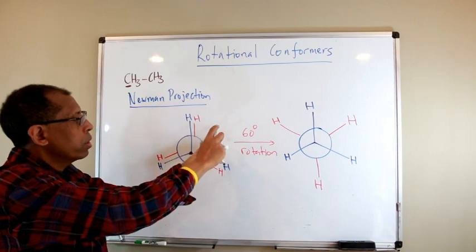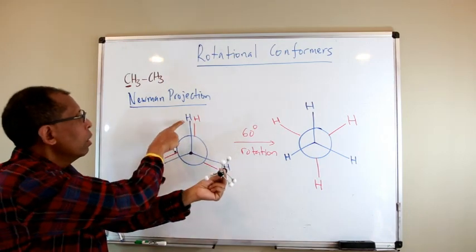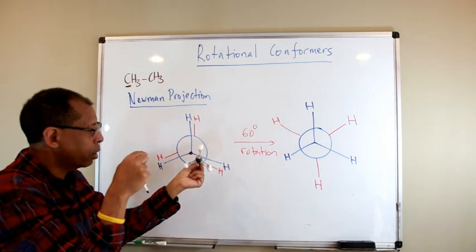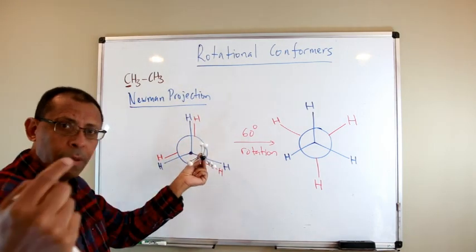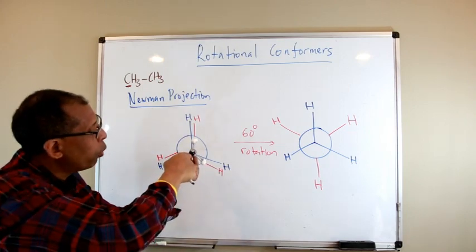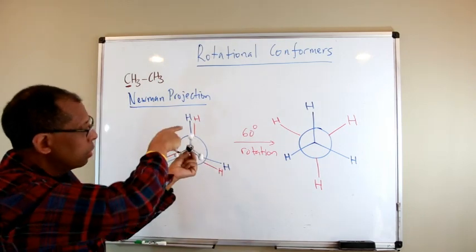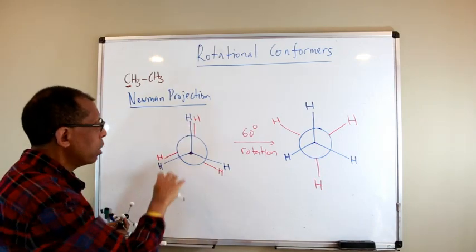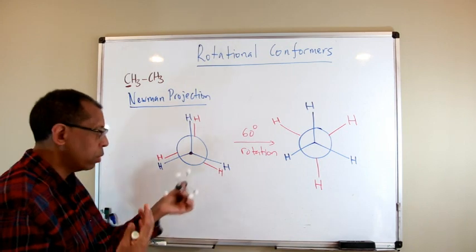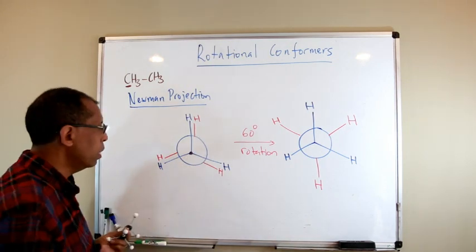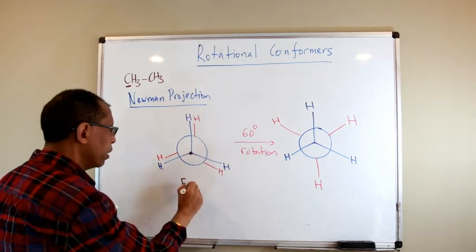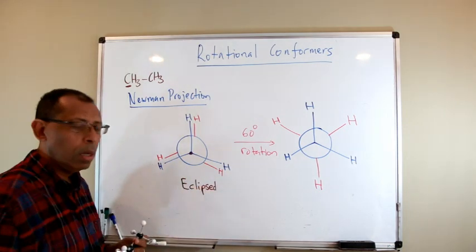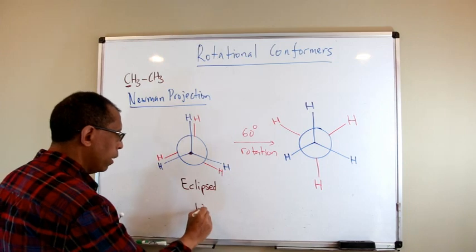You have the front 3, which are in the circle, and there are 3 of them at the back. So it's just looking through this carbon. From your side, if you are just pointing to this carbon, that's what you see. In this one, the red ones are at the back, and the blue ones at the front. From our previous discussion, this is eclipsed. The eclipsed form, which is also at higher energy.